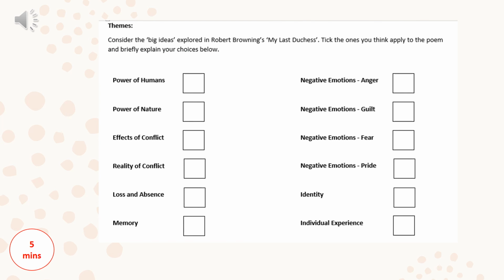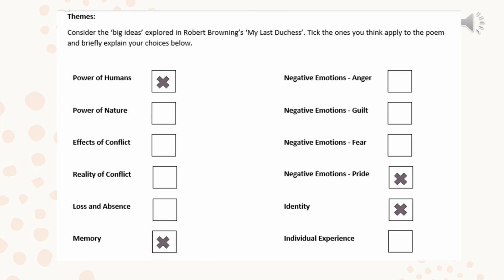So for this last activity, we will be exploring themes. You need to consider the big ideas explored in Robert Browning's My Last Duchess and tick the boxes you think apply to the poem and briefly explain your answers in the box provided to you. 1 or 2 sentences should be fine. So the 4 main themes in My Last Duchess are the power of humans, memory, identity, and the negative emotion of pride. If you have picked another one, that's fine.